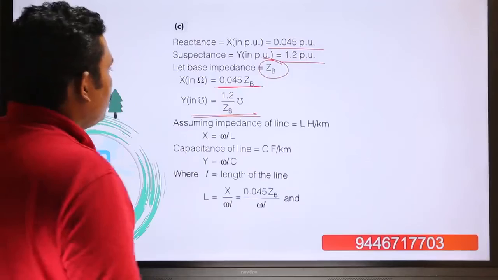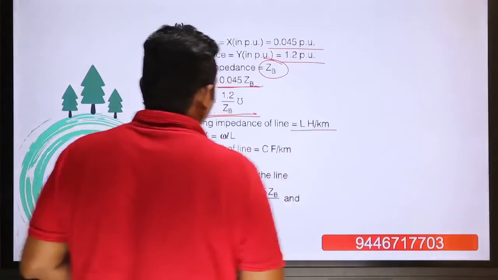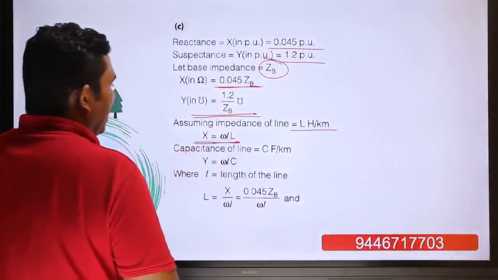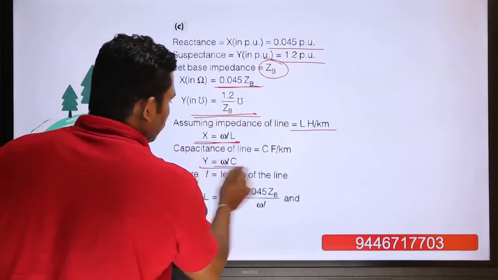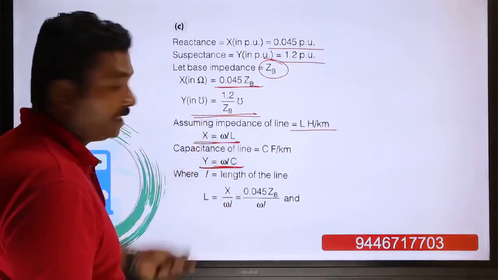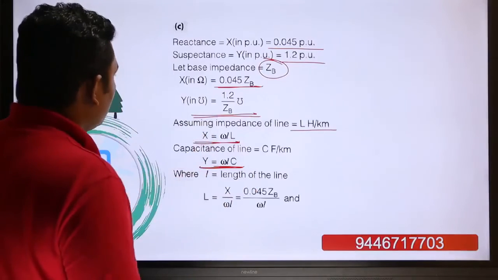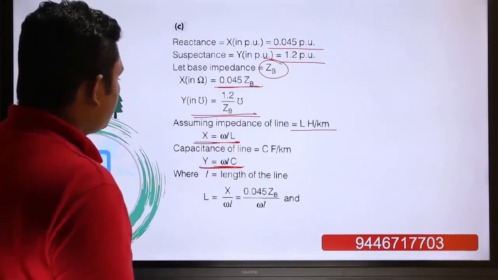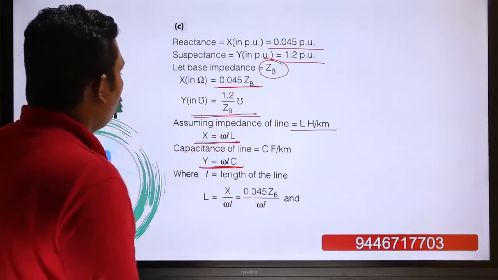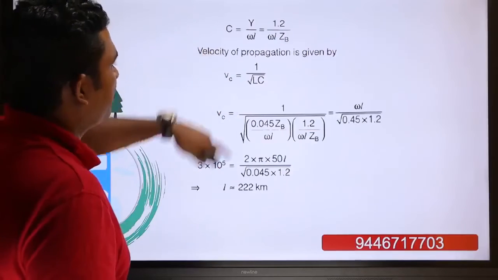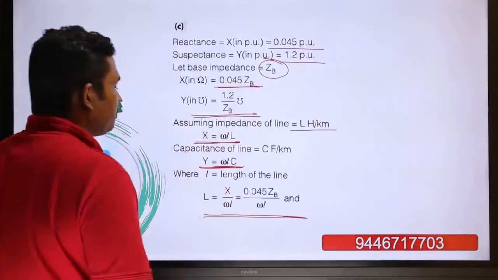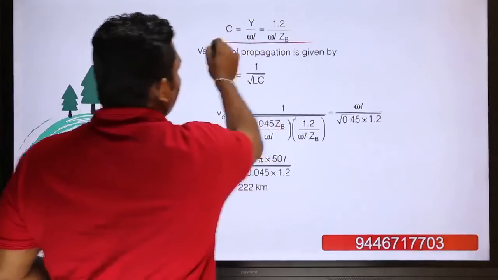Okay. Now assuming L as the length of the line, then what is net reactance? It is equal to omega L into L, and the susceptance Y is equal to omega C into L. From this we will be able to obtain the length of the line. Okay. So L is the length of the line. So L is equal to X divided by omega L, and also C is equal to Y divided by omega L. Okay. So we have obtained two expressions for L and C.